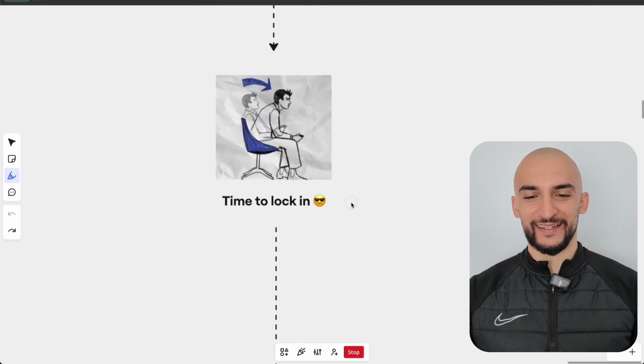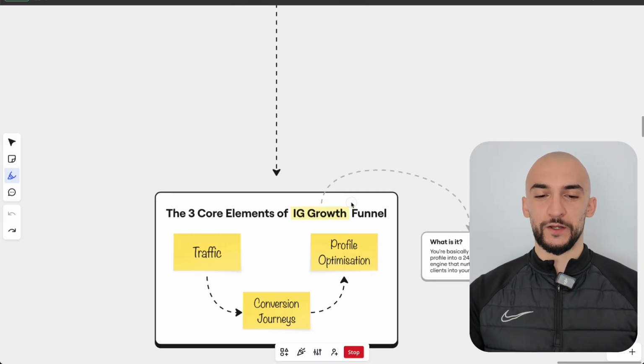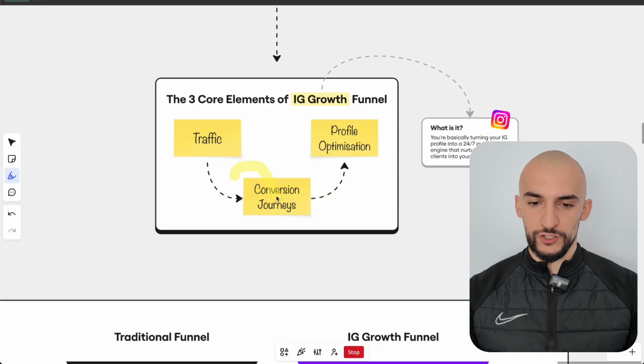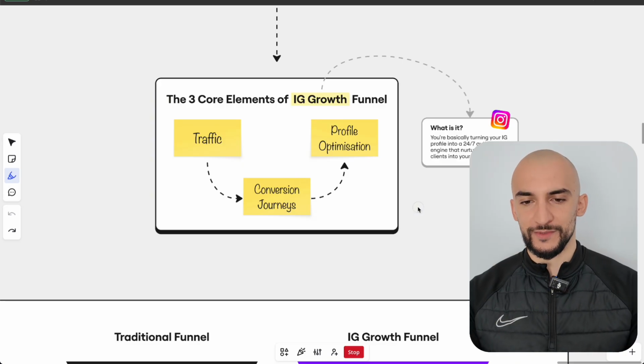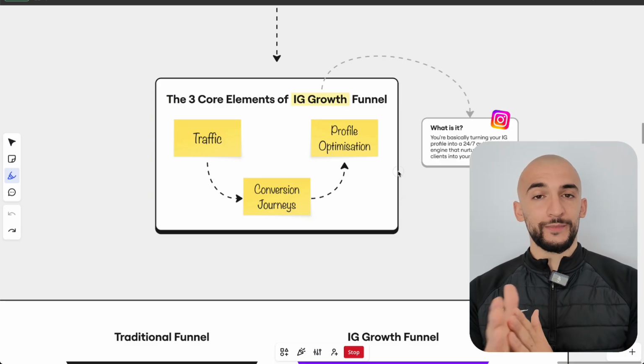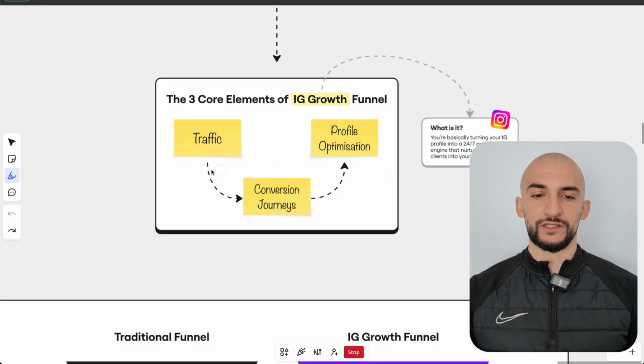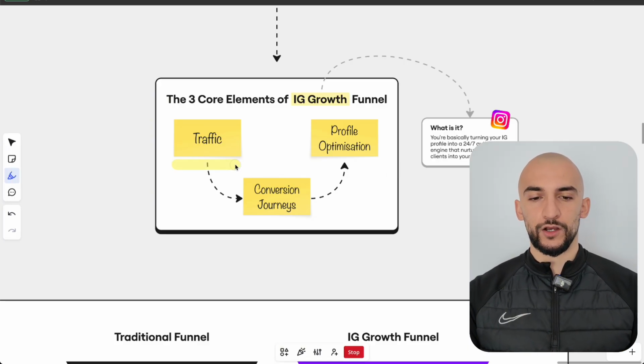So let's jump straight in. Time to lock in, people. Let's go. So the three core elements of the Instagram growth funnel, we have traffic, conversion journeys, and profile optimization. Now, I'm going to be taking you through all of these three different core elements. Like I mentioned previously, you can go wrong at any of these three stages.